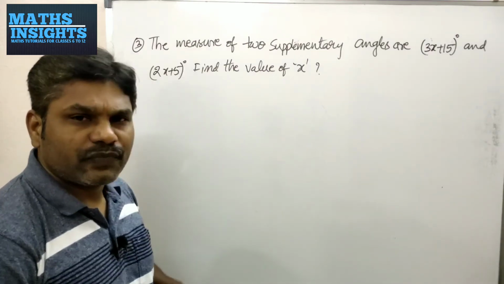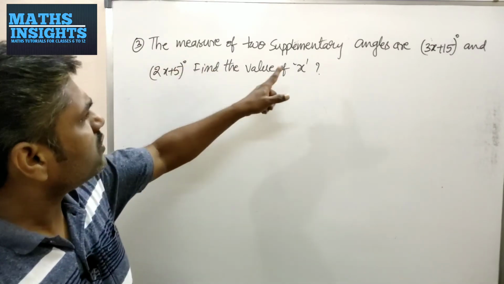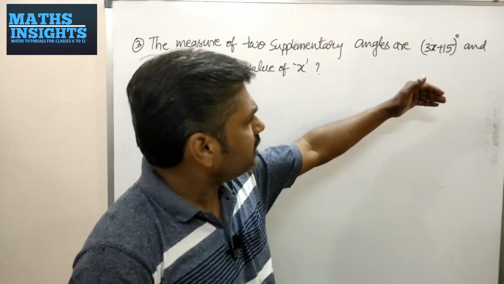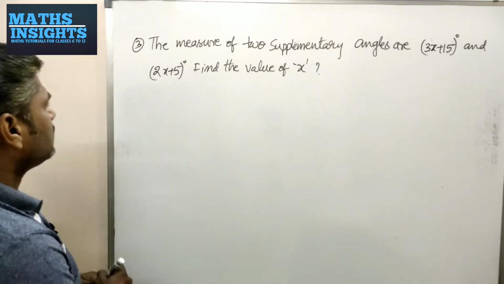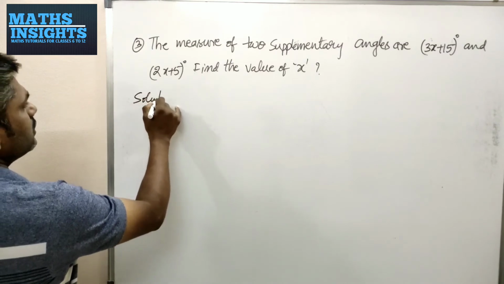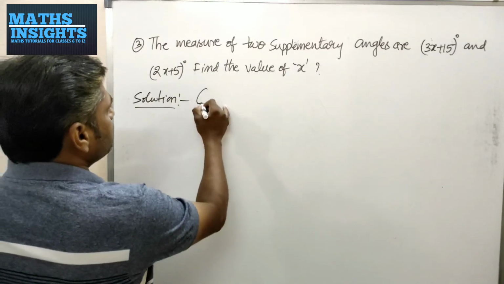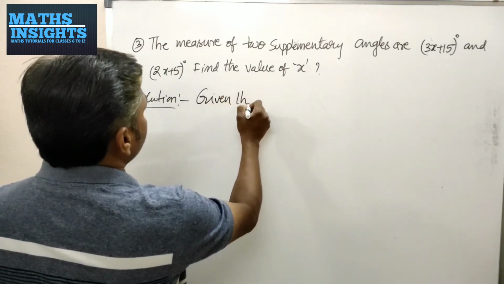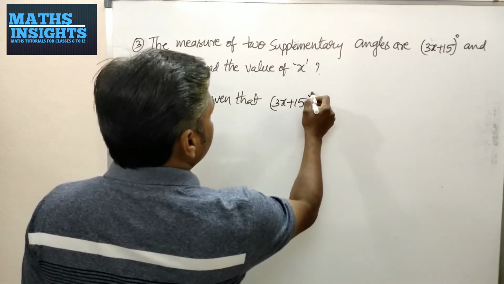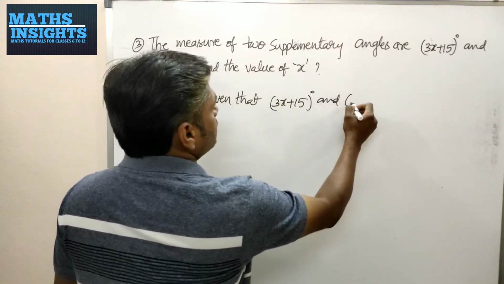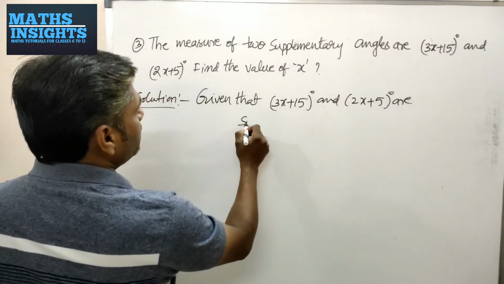This is the third problem, which is very similar to the previous first one. See, the measures of two supplementary angles are 3x plus 15 and 2x plus 5. Then find the value of x. So solution, I am doing the solution because I want to find the value of x here. Given that, you have to write what is given. Given that 3x plus 15 degrees and 2x plus 5 are supplementary angles.